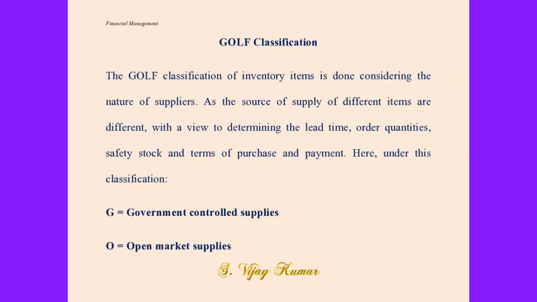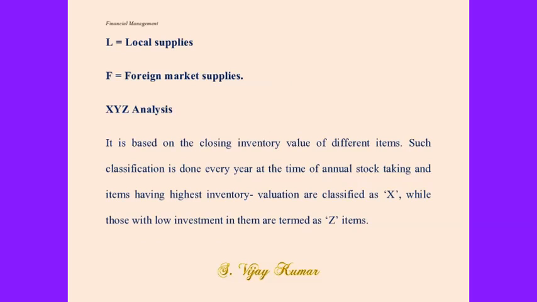GOLF classification. GOLF classification of inventory items is done considering the nature of suppliers. As the source of supply of different items are different, with a view to determining the lead time, the order quantities, safety stock, and terms of purchase and payment. Here, under this classification, the G stands for government controlled supplies, O stands for open market supplies, L stands for local supplies, and F stands for foreign market supplies.